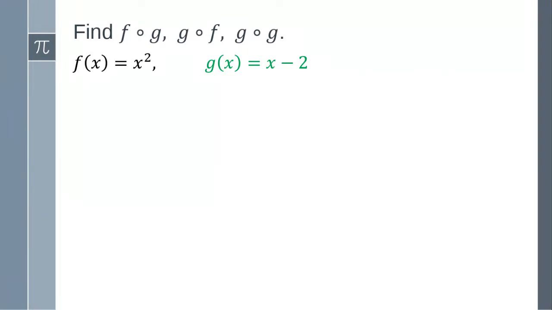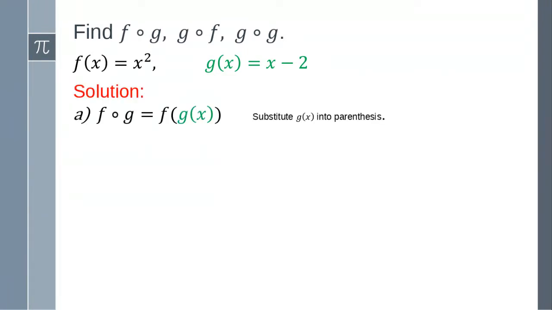So let's try a different example. Same problem, find the 3 different compositions. So f of g of x, let's replace g of x in here. So we have f of x minus 2. And so if we take this and plug it in for the x here, then we get x minus 2 squared.